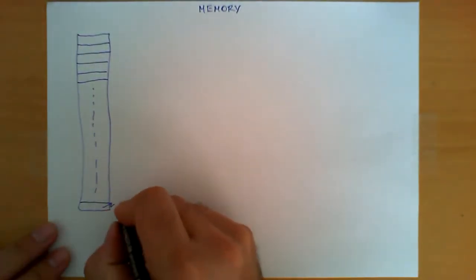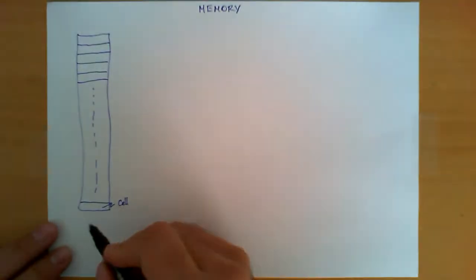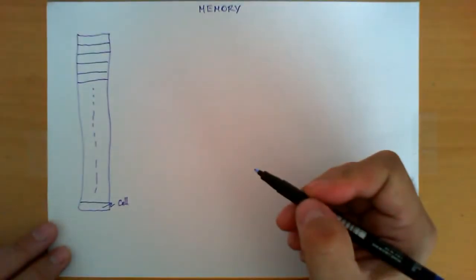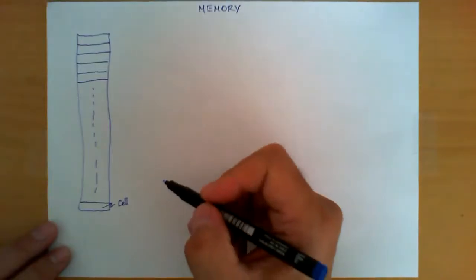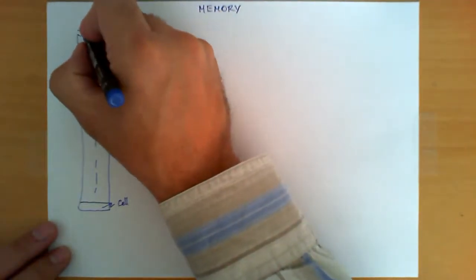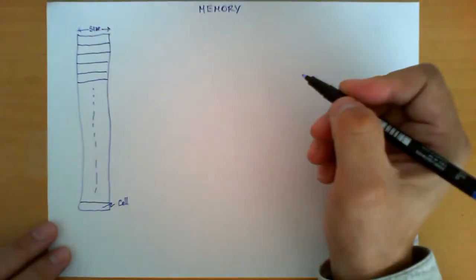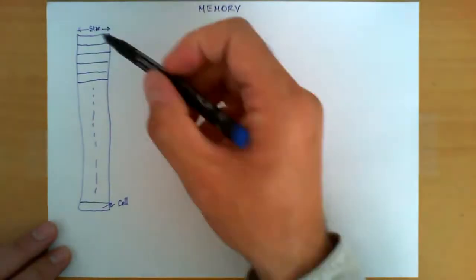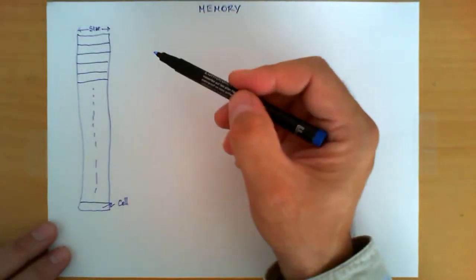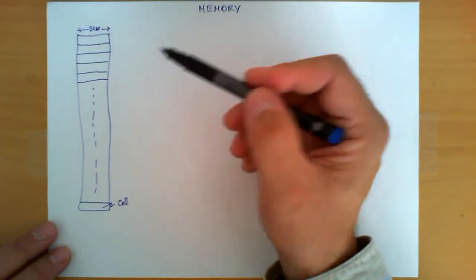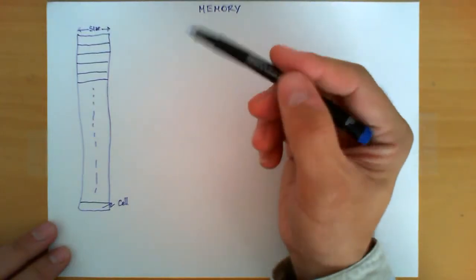First, each one of these boxes, we call it a cell. And it has the property of being able to remember, that's why we call it memory, one value. What kind of value does it remember? This is what we call the size of that cell. Typically, the sizes of these cells are 1 byte, 2 bytes, and so on, but the most typical one is 1 byte.